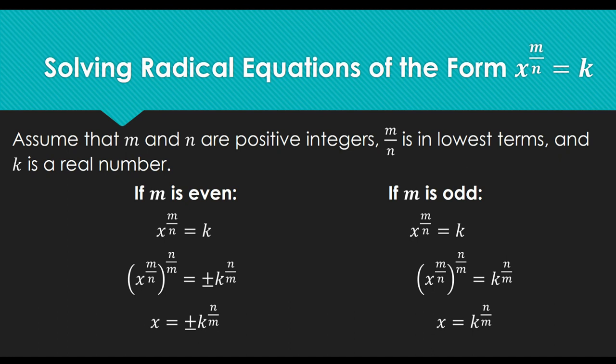If m is an odd value, then when I raise it to the n over m power, that now tells me that m is in my denominator. M is an odd number, so it's like a cube root or a 5th root. And so we're not going to have that positive or negative sign in front.